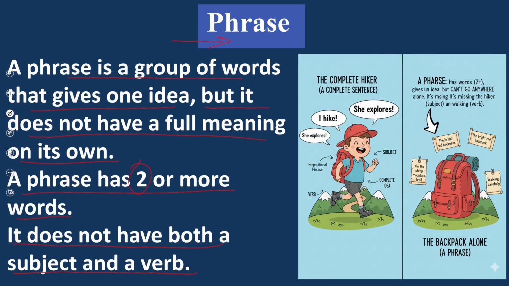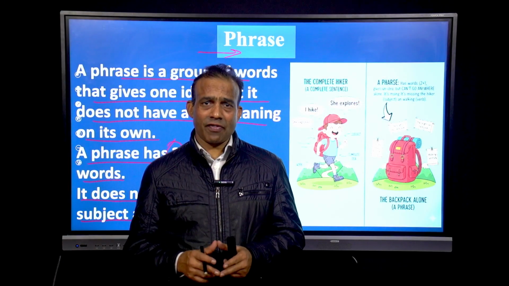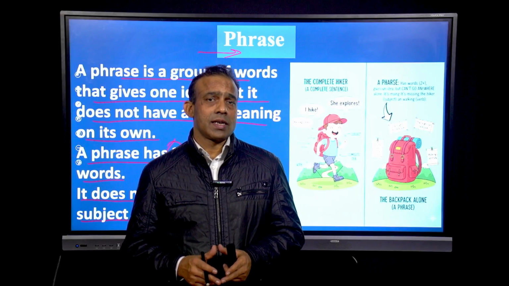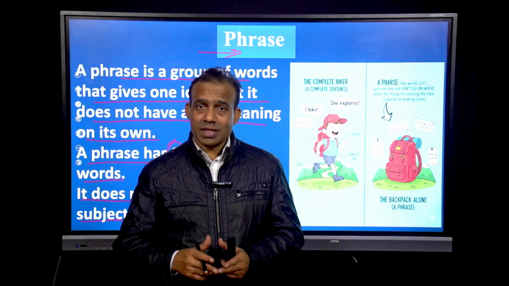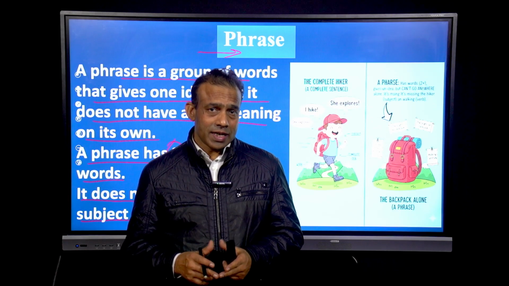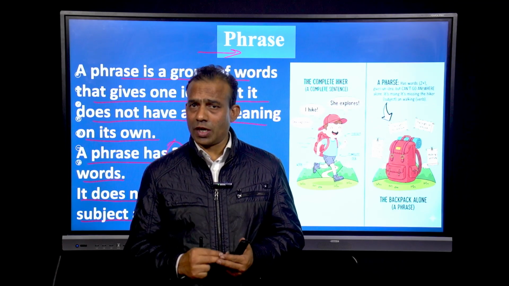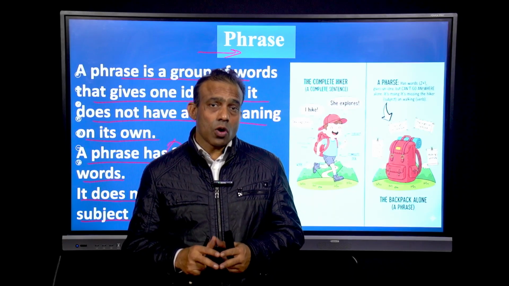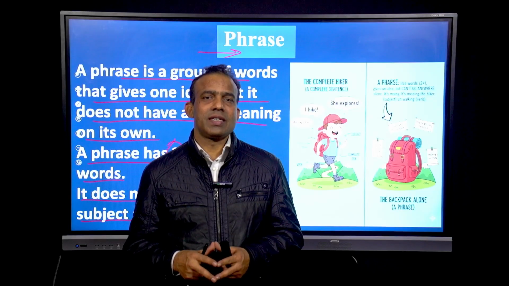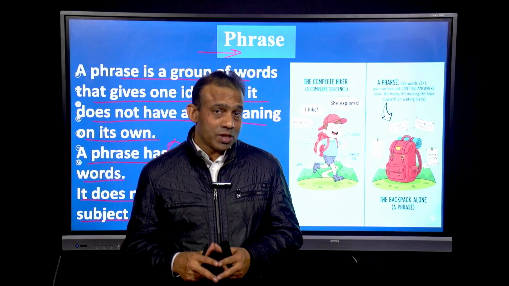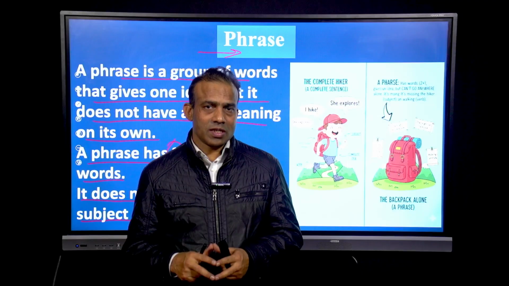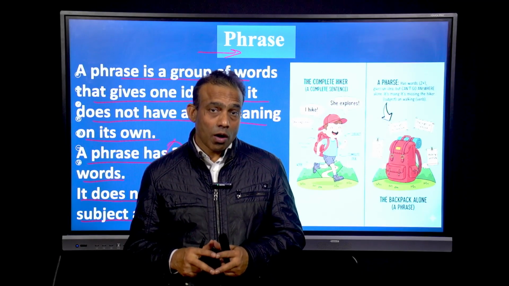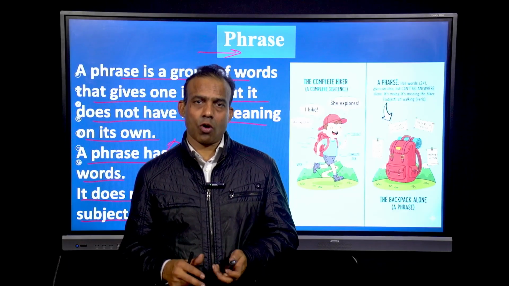So, dear learners, a phrase can be identified by two things. First of all, it does not give a complete thought or sense. And it consists of at least two words, but it can have more than two words. And on the other hand, a phrase does not have a subject or verb. These are the two very clear identifications for locating any phrase. Now, move to the next part.